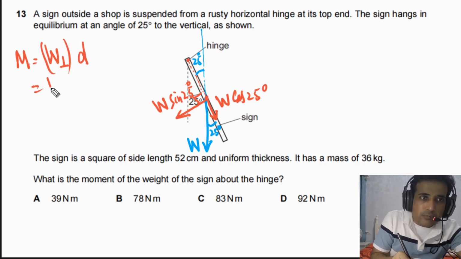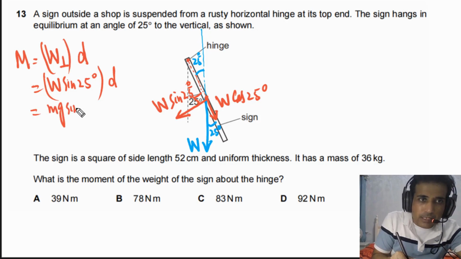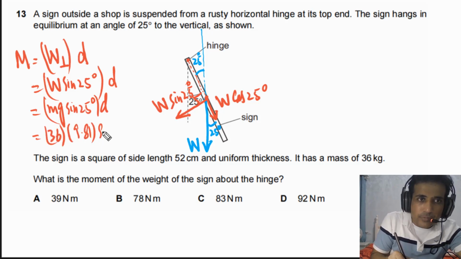In this case, simply we can say this is W sine of 25 degrees times d, the distance. W is equal to mg, so we can write mg sine of 25 degrees times d. Now we can plug in values. m is equal to 36 kg, g is equal to 9.81, and sine of 25 degrees. d is equal to 26 centimeters, so 26 times 10 to the negative 2.